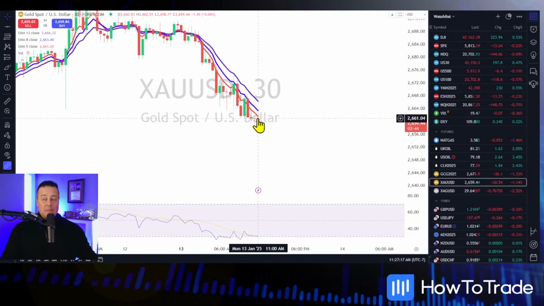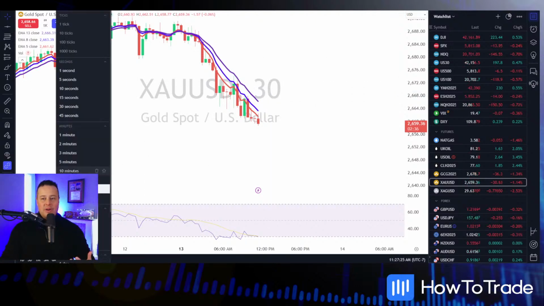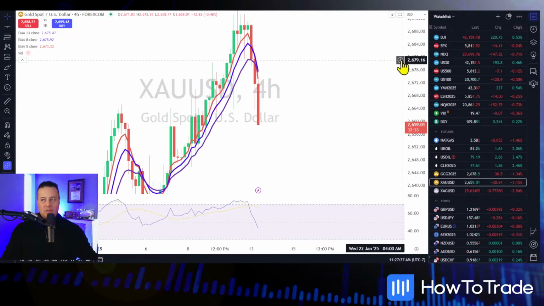When will that develop? When the 5 crosses over the 8 and price gets established above all 3 moving averages. So I'm watching this one closely. I think we may have an opportunity here. Let's back off to a 4-hour chart, though. What do we have here?